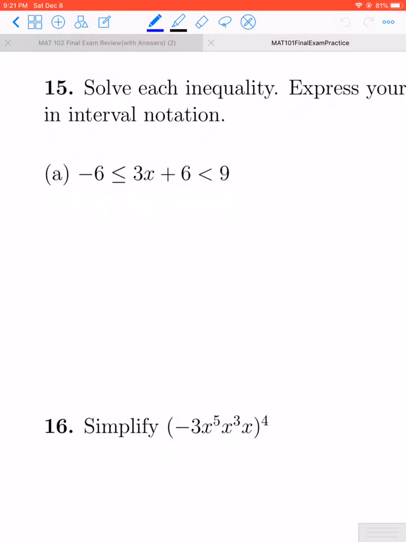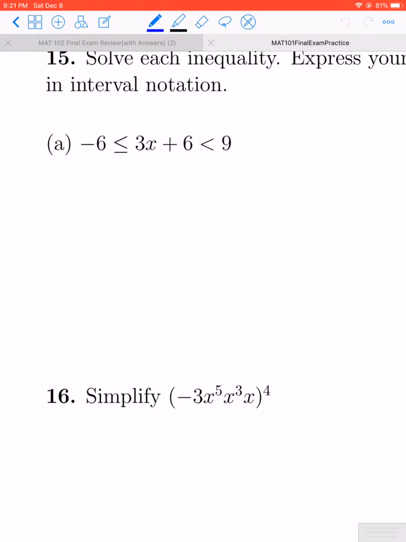Let's take a look at the next problem. This is question number 15. Now we're working with a compound inequality, which has three pieces, and whatever you do to one piece, you have to do to all three pieces. Our variable x is in the middle, so that's where our attention goes.